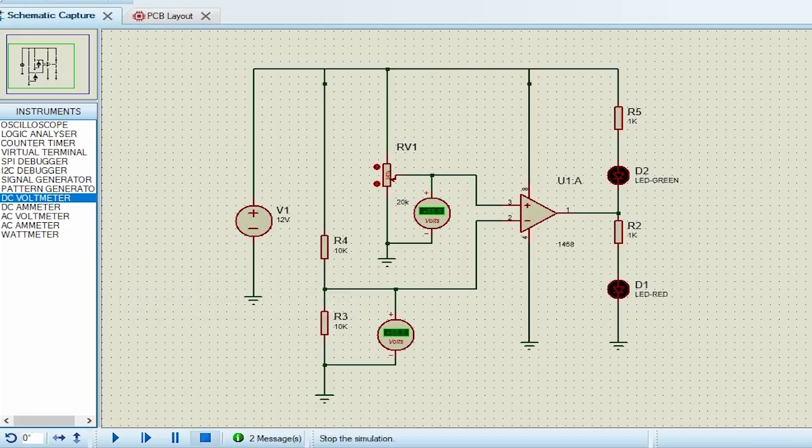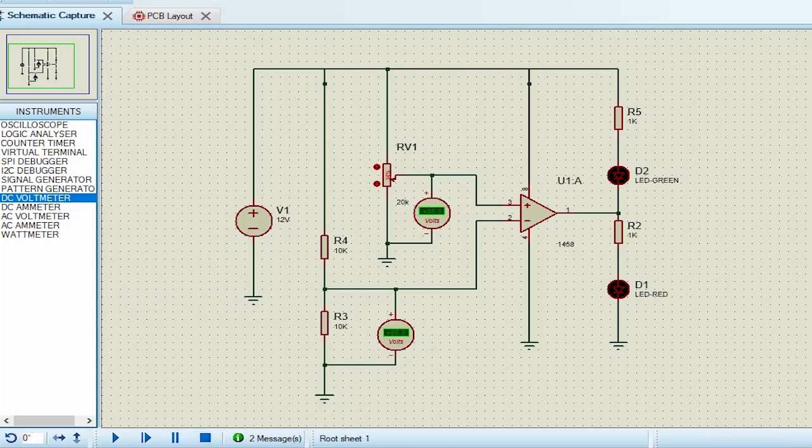Here we have an operational amplifier. We are going to use it as a comparator, and we are going to feed it with a voltage of 12 volts. At the inverting input we have 2 10K resistors. This forms a voltage divider. If the 2 resistances are equal, at the inverting input we are going to have 6 volts. We can check that with the voltmeter that we have installed.